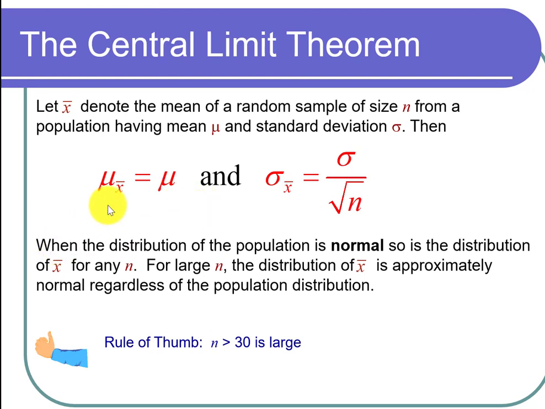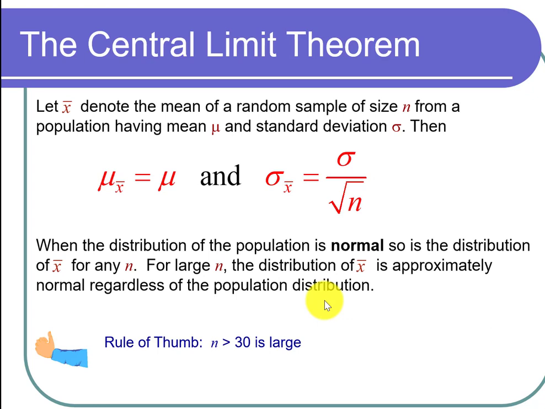So then there's part two. And part two says, when the distribution of the population is normal, so is the distribution of x bar for any n. That's not too surprising, not that useful either, because usually you don't have a normal distribution to start with, because you're just doing some survey. But on the other hand, the second part says that if you have a large sample size, the distribution of x bar is approximately normal, regardless of the population distribution.